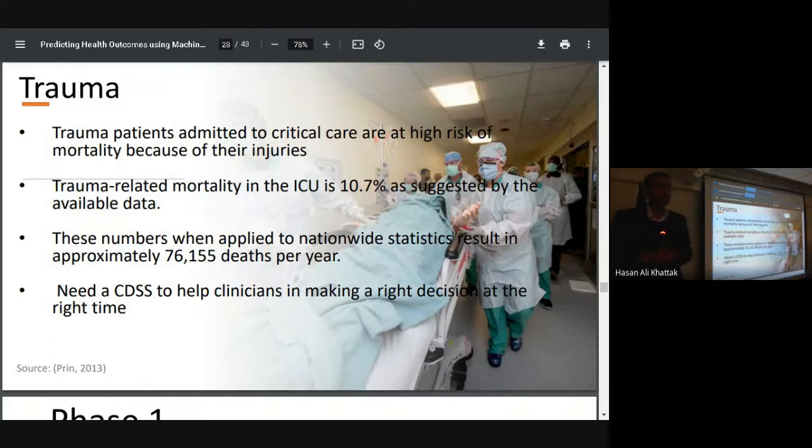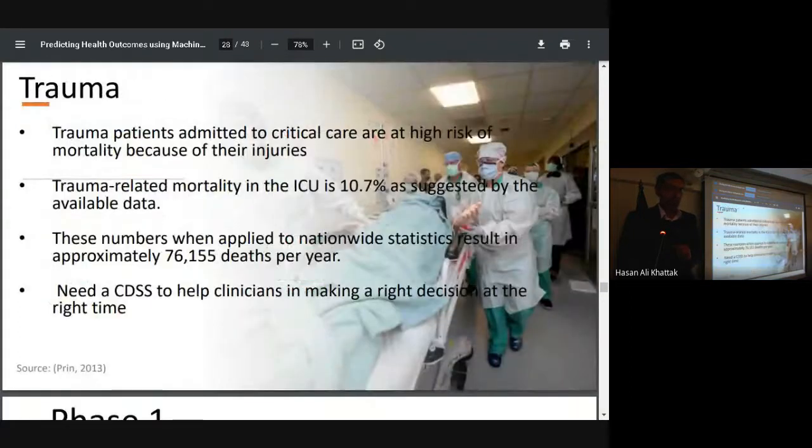And the second case is trauma. This we also identified through our analysis. Trauma patients admitted to critical care are at high risk of mortality because of their severe injuries. In ICU settings, 10.7% of the people usually die. But these numbers could be reduced if we could utilize the clinical decision support system at the time when the patient arrives, like within 24 hours.